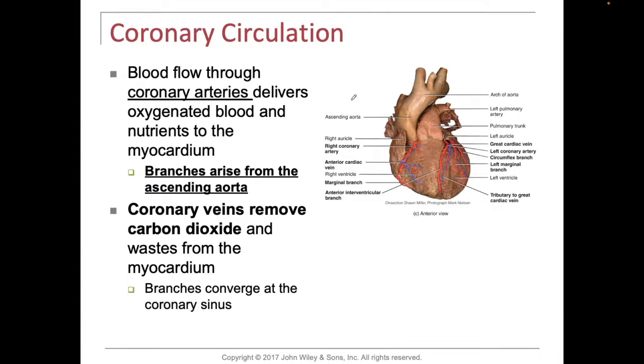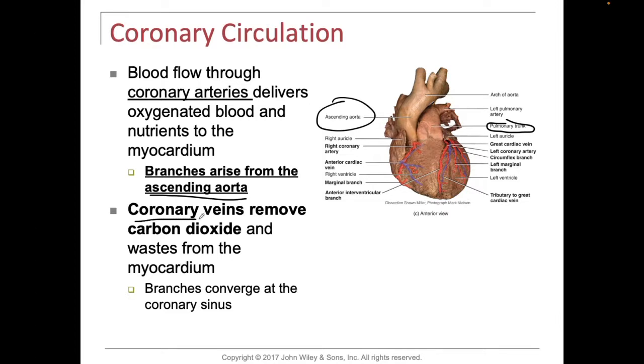So blood flow through the coronary arteries, they originate off of the ascending aorta. Okay, so here's the aorta. If we were to remove this pulmonary trunk, we'd be able to see very clearly off the ascending aorta the left and right coronary arteries coming off of that. So the coronary arteries are going to deliver oxygen, oxygenated blood, and nutrients to the myocardium.